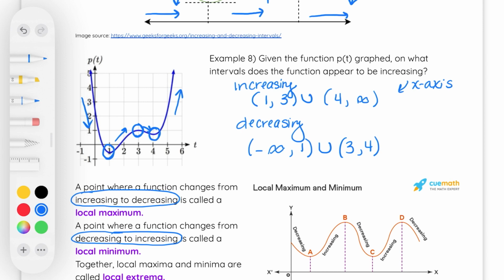So in the picture on the right, we are changing from decreasing to increasing. So we have a minimum. We also are going from decreasing to increasing, another minimum.